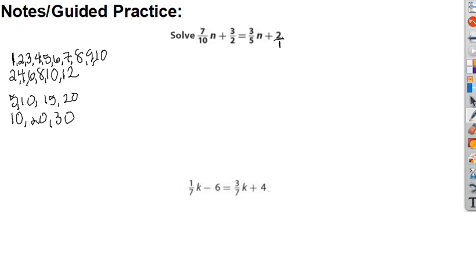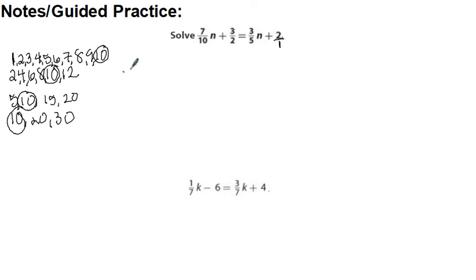We would need these multiples to find the least common denominator anyways, so we want to look for the least common multiple. If I look at these, the smallest number that they all have in common is 10, okay? So we could times this by 5, times this by 2, and then times this by 10, and then worry about it.